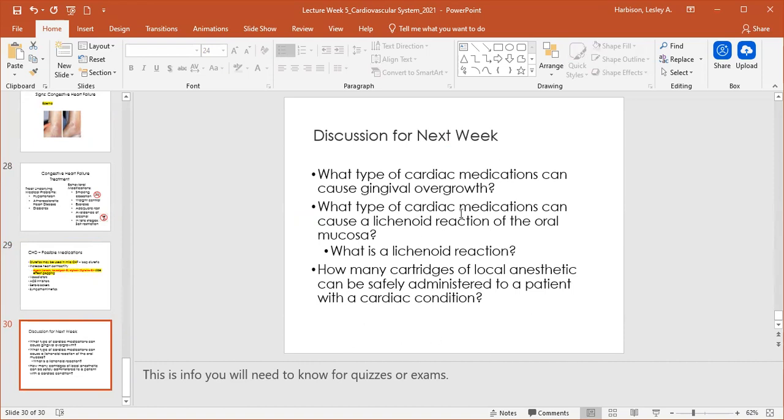All right, that is it for this recording. Pay attention to the highlighted slides, and know your high blood pressure medications as they relate to the suffixes on the guest's PowerPoint.